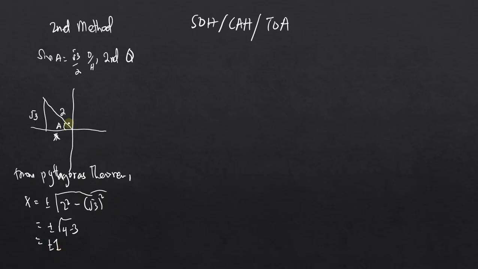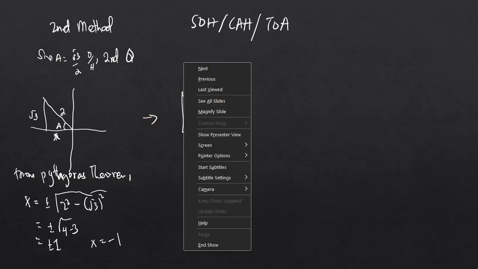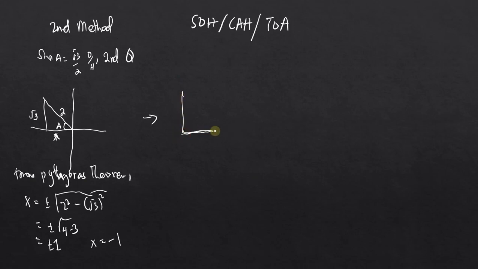But then we know that x is on the negative x-axis, right? We know this is the positive x, this is the negative side. So therefore x should be negative. So therefore x is negative 1. So when you redraw this nicely, you should get something like this. This angle here should be A, this side should be negative 1, 2, and square root of 3.